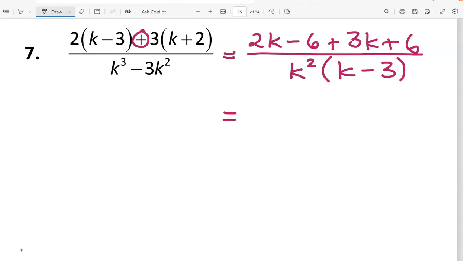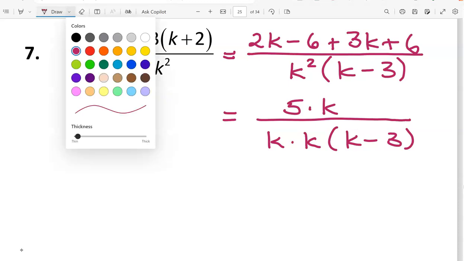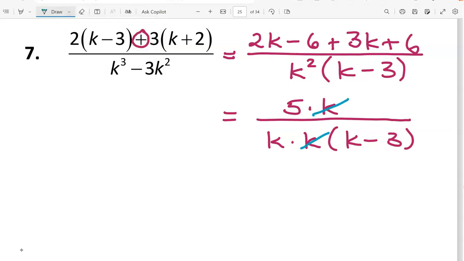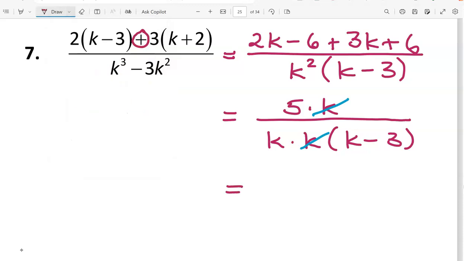In the numerator, when we add together the like terms, we have 5 times k, and in the denominator we have k squared, but remember that k squared means k times k, so I'll rewrite it like that, and then we can cancel those common factors of k, or divide them out to give a quotient of 1, and the end result is 5 divided by k times k minus 3.